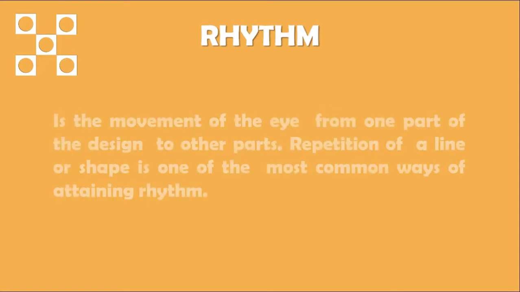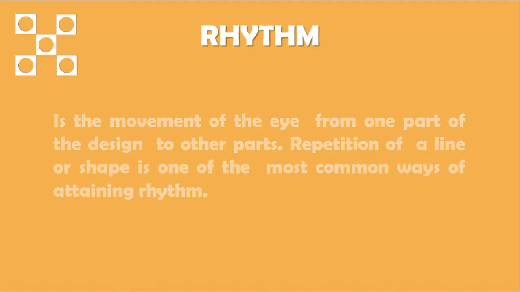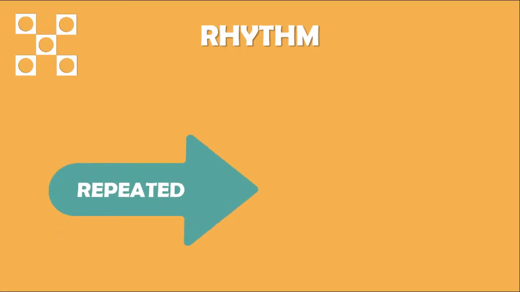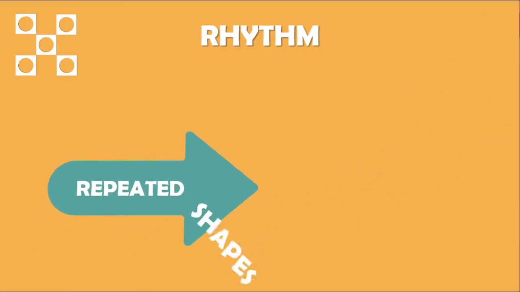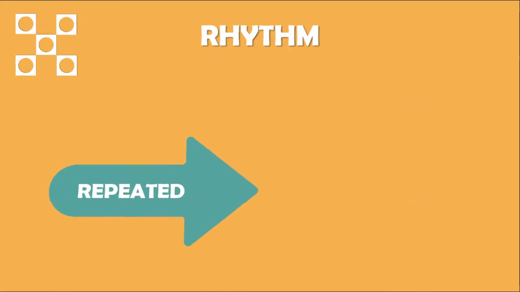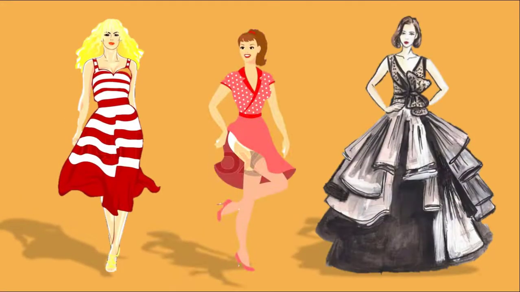The fifth and last principle of design is rhythm. Rhythm is the movement of the eye from one part of the design to other parts. Repetition of a line or shape is one of the most common ways of attaining rhythm. Rhythm can also be referred to as repeated use of lines, colors, trims, shapes, or details that create a pattern that the eye can follow throughout the design. Examples could be stripes, polka dots, ruffles, and so on.